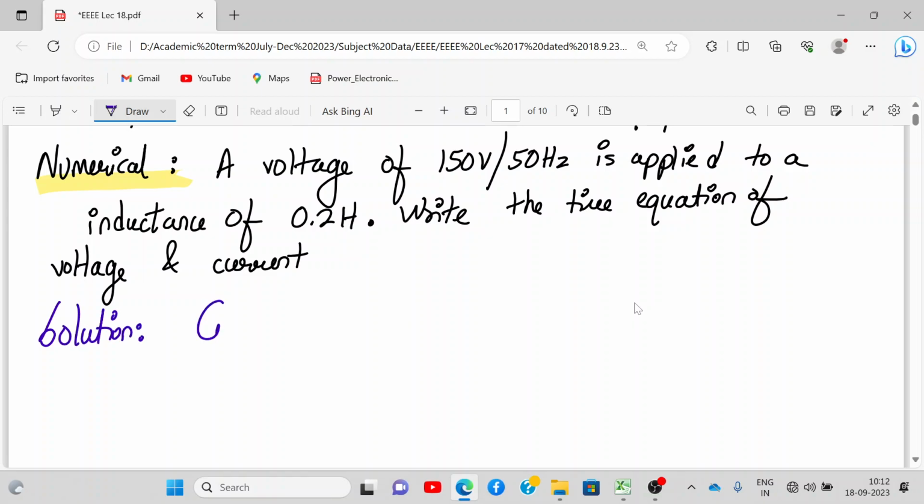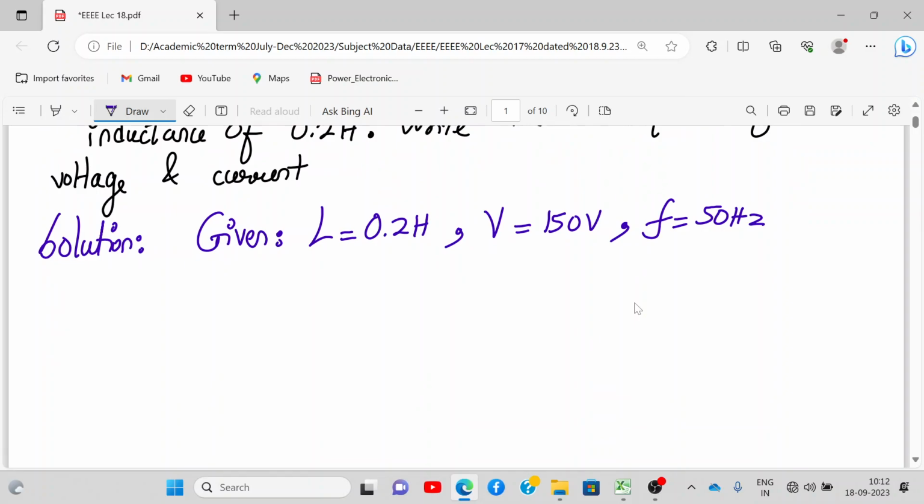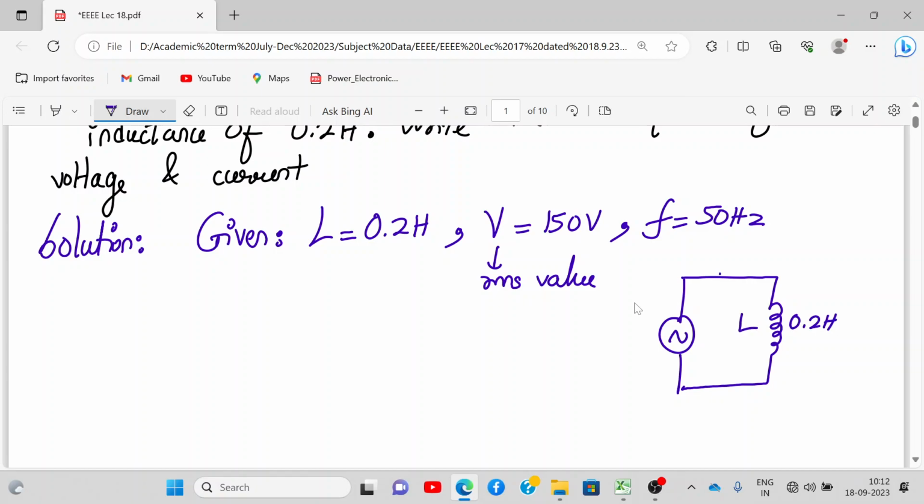So let's write down the given data. For us, the value of L is given as 0.2 Henry. V is 150. Is it peak value or RMS value? RMS value. And f is 50 Hertz. So this is the RMS value. And this is the situation. An AC supply is applied across the inductor of value 0.2 Henry, and we need to find the expression for I and V. So let's start.